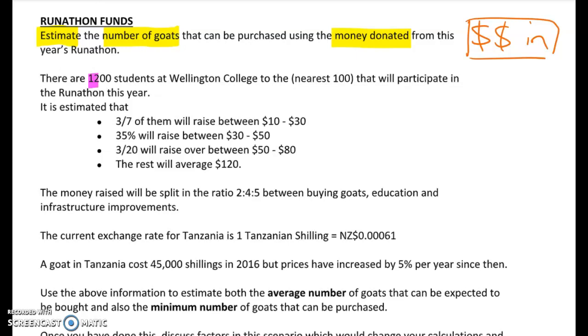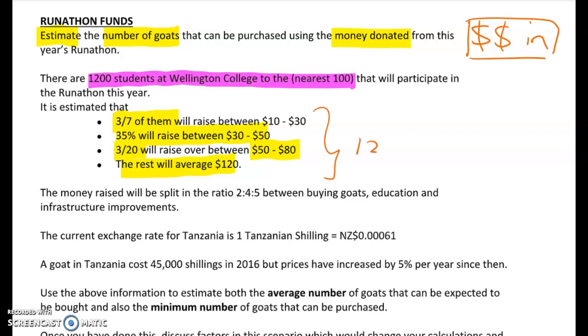Well, we've got 1,200 students at Wellington College to the nearest 100 who will take part in Runathon. Then we've got 4 categories for how much money they raise. And they're rough categories. So it's estimated that 3/7 of them will raise between $10 and $30. 35% will raise between $30 and $50. 3/20 will raise between, that should say between, not over, between $50 and $80, and the rest will average $120. So we know that these numbers have got to add up to 1,200 students, right?